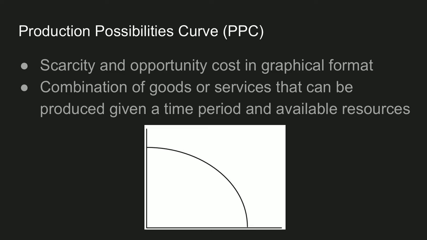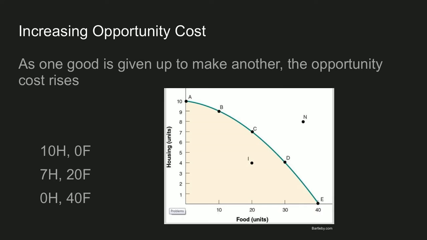Next, we're going to talk about the PPC, or the production possibilities curve. This represents scarcity and opportunity cost in a graphical format, and this is a combination of goods or services that can be produced given a time period and available resources. So one important thing to cover is increasing opportunity cost. This is an economic law: as one good is given up to make another, the opportunity cost rises.